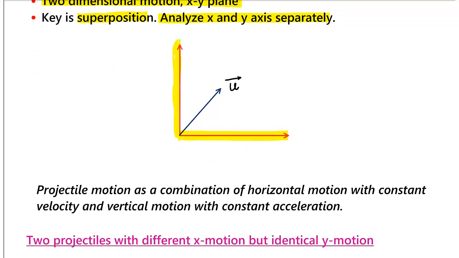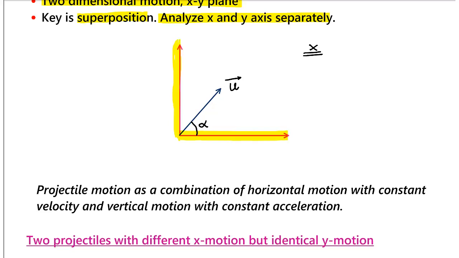So u is the velocity by which this object is thrown, and at alpha angle this object has been thrown. Now what is my target? My target is to analyze this motion along the x-axis and analyze this motion along the y-axis. So if I want to analyze this motion along the x-axis, what are the things that I need?